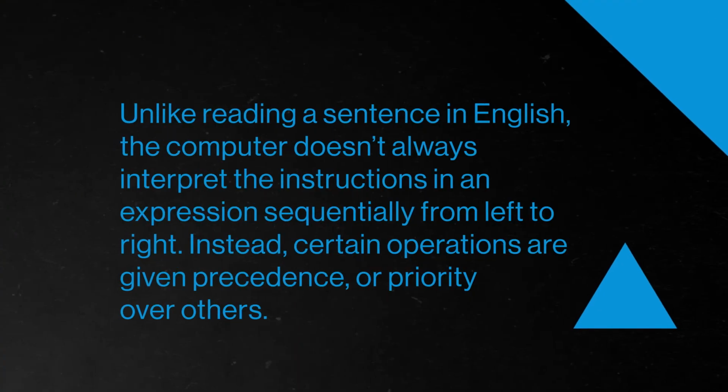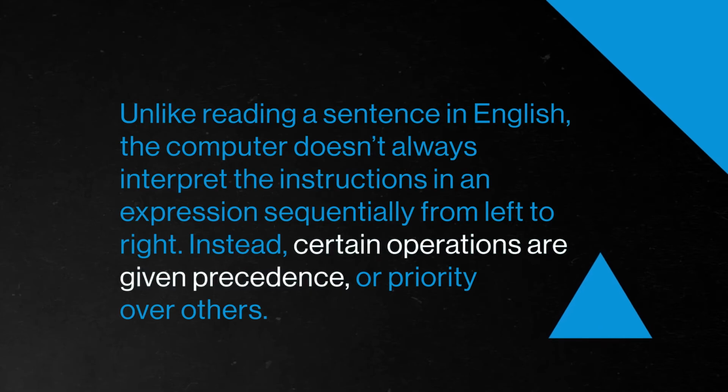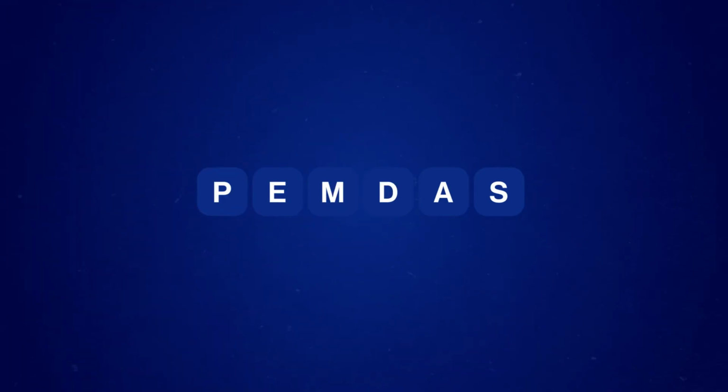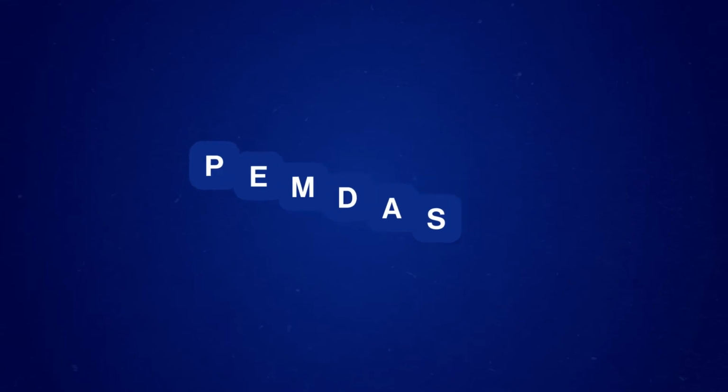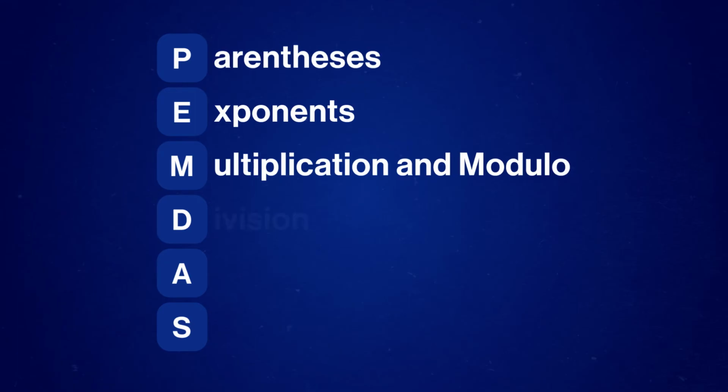Unlike reading a sentence in English, the computer doesn't always interpret the instructions in an expression sequentially from left to right. Instead, certain operations are given precedence or priority over others. For math operations, this hierarchy follows the same PEMDAS rules as in math. Everything in parentheses first, then multiplication, modulo, and division, and then finally addition and subtraction. So the issue in Tinotendo's code is division is done before subtraction.